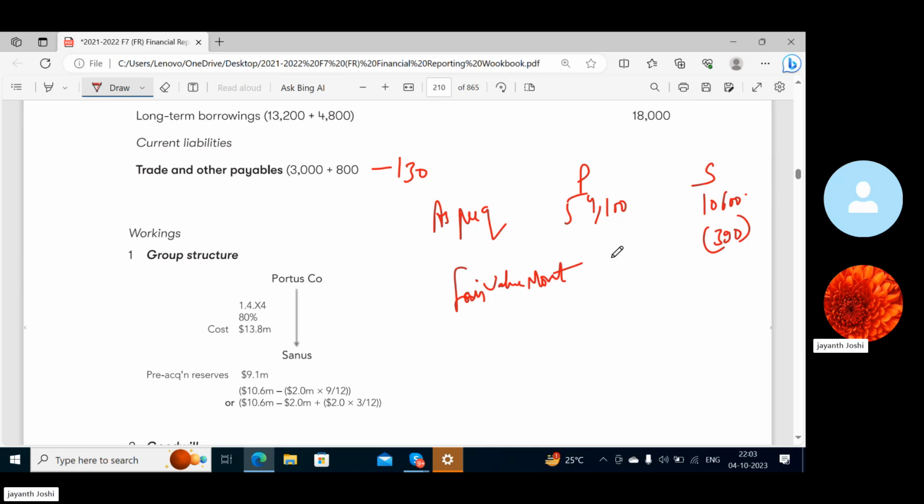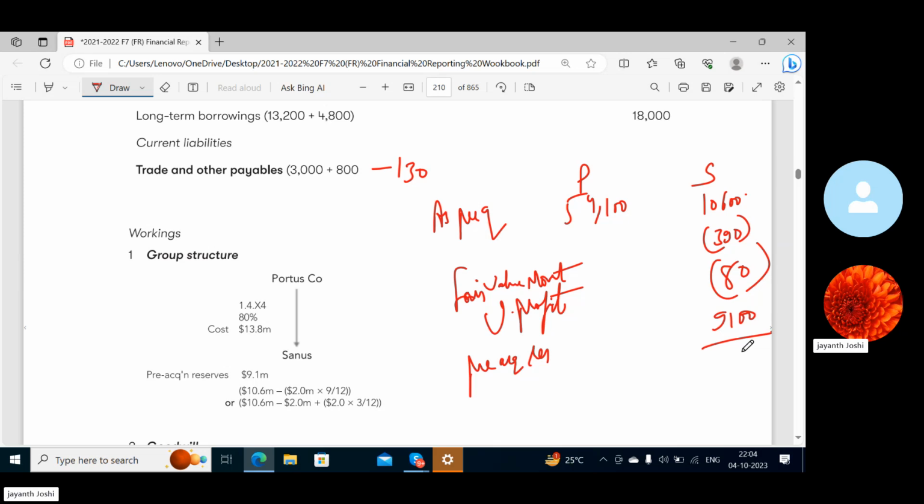So in consolidation, since separate books were maintained, profits were recognized. When consolidation is done, profits cannot be recognized. So the unrealized profit we have to remove, and we will also remove the pre-acquisition reserves, because you should always understand that only the post-acquisition profits are distributed amongst the parent and NCI. So pre-acquisition reserves we will remove, 9100.